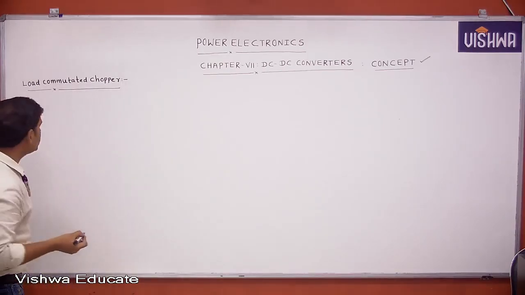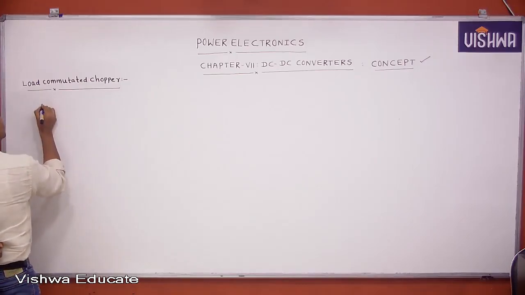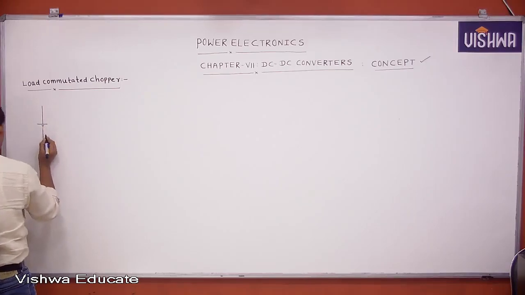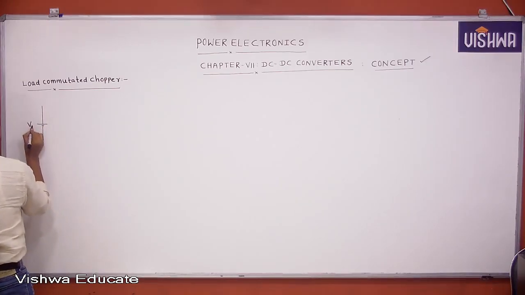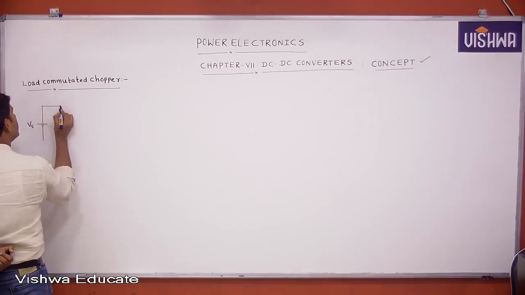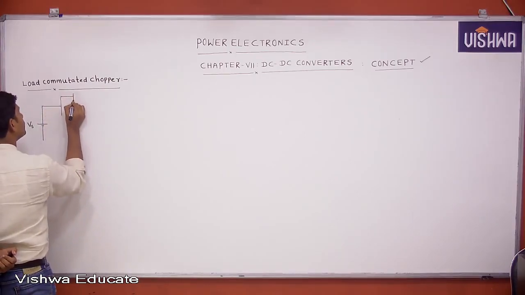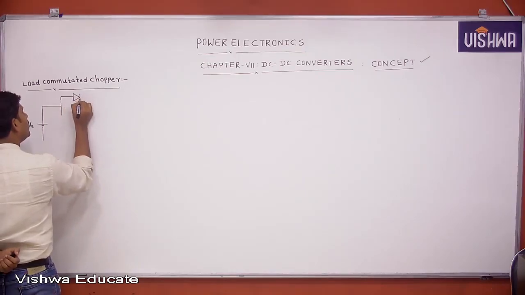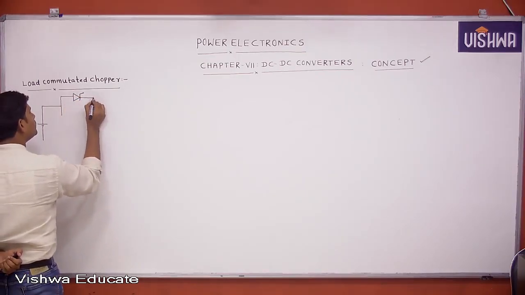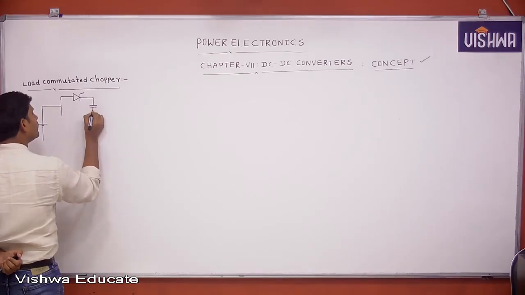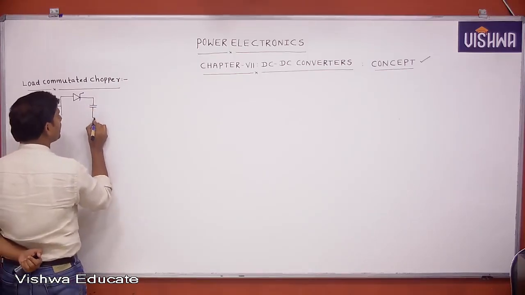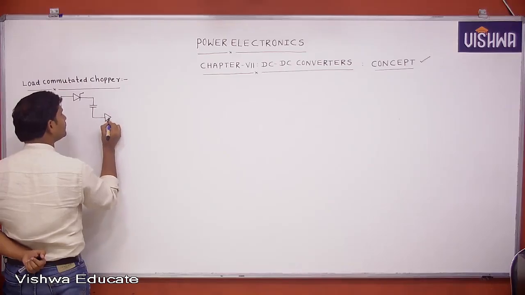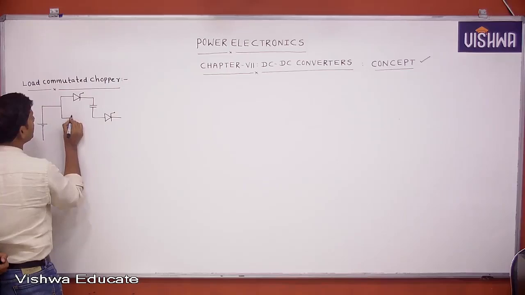First you draw the circuit. What is the load commutated chopper? The supply voltage is Vs. Then it consists of 4 thyristors. Here T1, T2 acts as one pair. This is 4 thyristors. And T3, T4 is another pair.